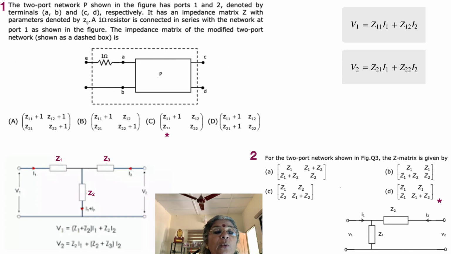The two-port network P shown in the figure has ports 1 and 2 denoted by terminals A, B, C, D respectively. It has an impedance matrix Z with parameters denoted by Zij. A 1 ohm resistor is connected in series with the network at port 1 as shown in the figure. So it is already shown. The impedance matrix of the modified two-port network is shown below, which is the one.